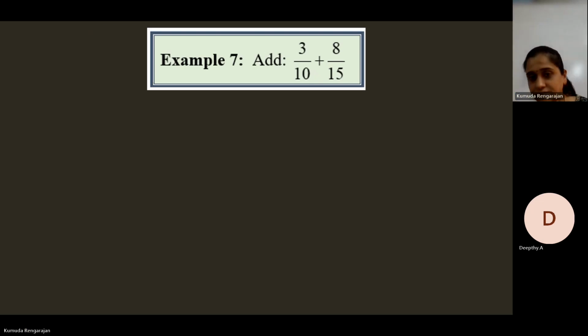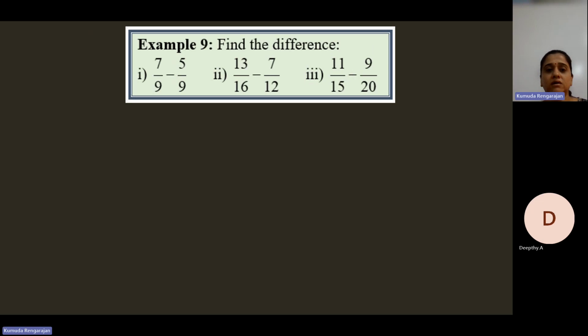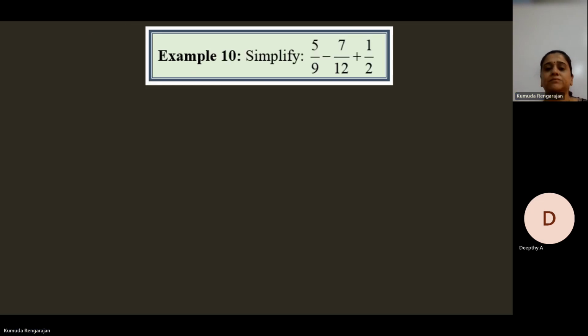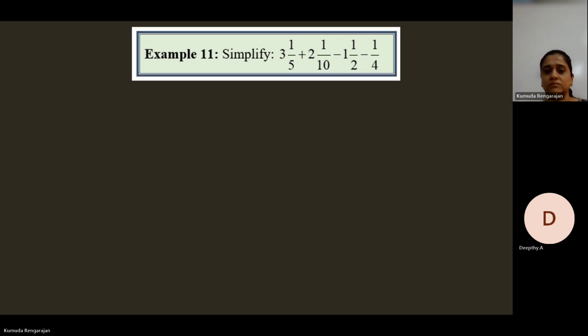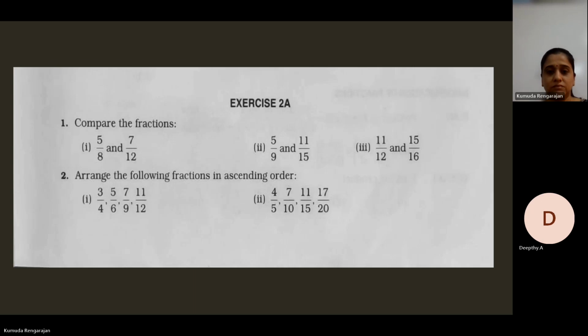Okay. So how do you add fractions? Again, LCM. Adding, finding the difference again using the LCM.